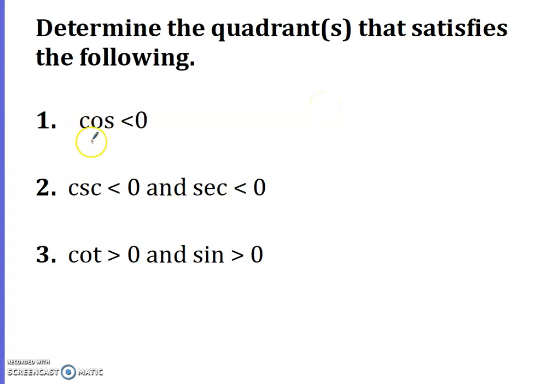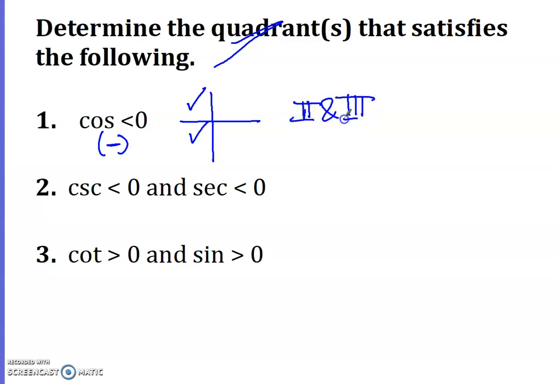Determine the quadrants that satisfy the following. So we're given some inequalities. So I'm just going to draw a coordinate plane. Here this says, where is cosine less than 0? That means where is cosine negative? So we would know that cosine is positive in the first and fourth, so that's where it's positive, and so the rest is where it's negative. So this is negative in the second and third quadrant.